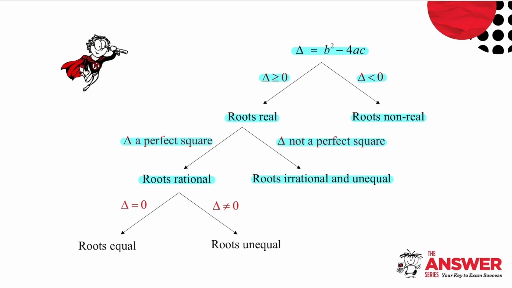And I keep going. I look to see if delta equals 0, or if it's not equal to 0. If it's not equal to 0, my roots are unequal. If it is equal to 0, my roots are equal. So whenever you're asked about the nature of the roots, you always work out delta, and then you go through the list: greater than or equal to 0, or less than 0. If it's greater than or equal to 0, keep going. Is it a perfect square, or isn't it a perfect square? If it is a perfect square, keep going. Is it equal to 0 or not equal to 0? So there you've got an idea of what happens when you are trying to determine the nature of the roots.